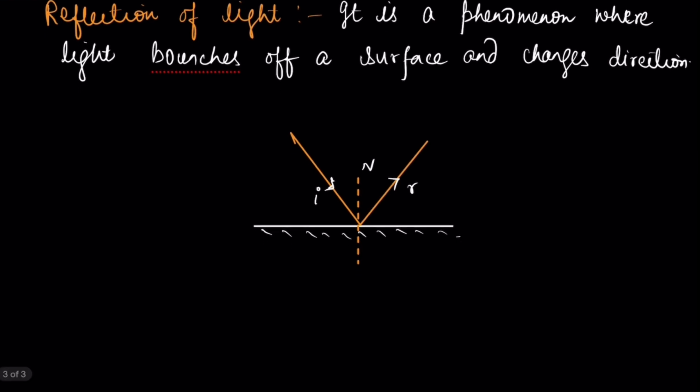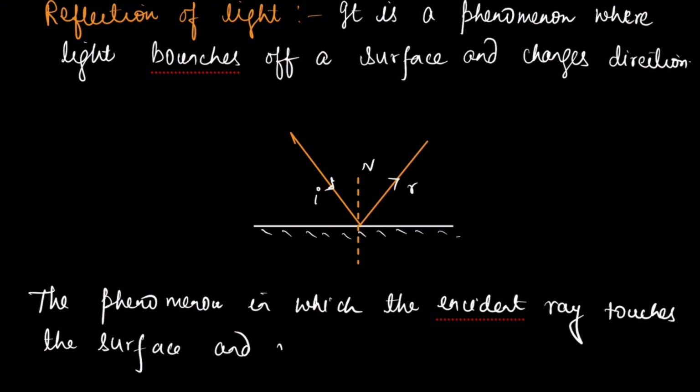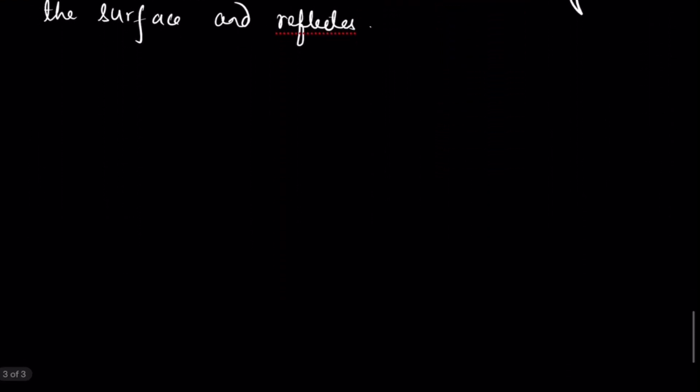Another definition of reflection of light could be the phenomenon in which the incident ray touches the surface and reflects. This is called reflection of light. So we understood reflection of light. Now there are a few laws of reflection.